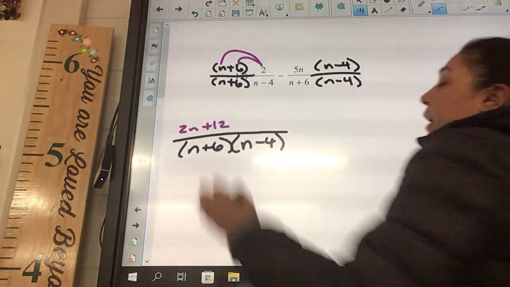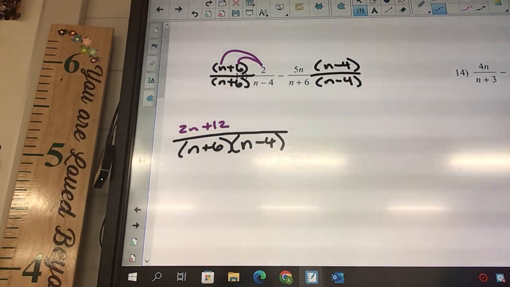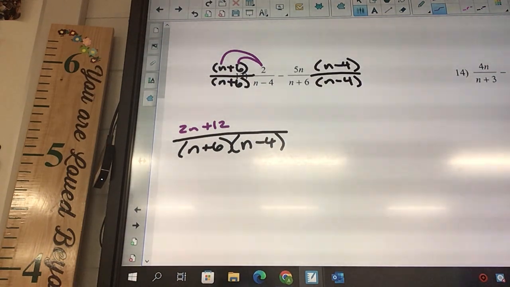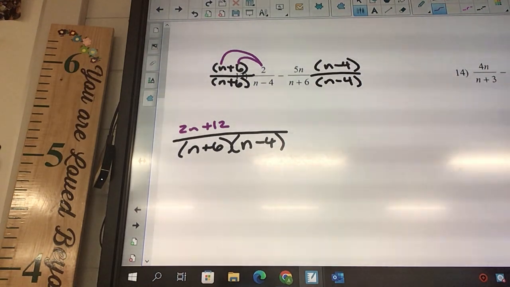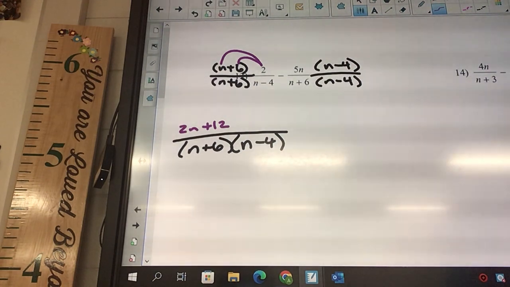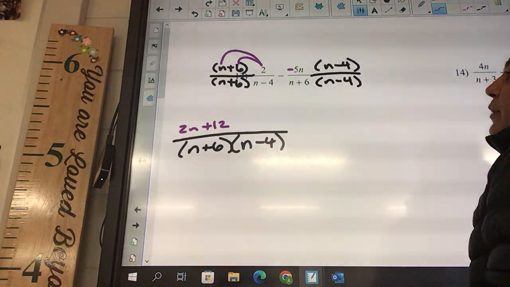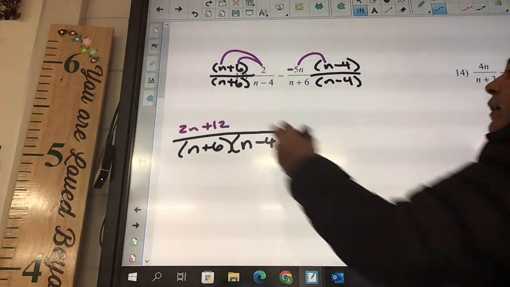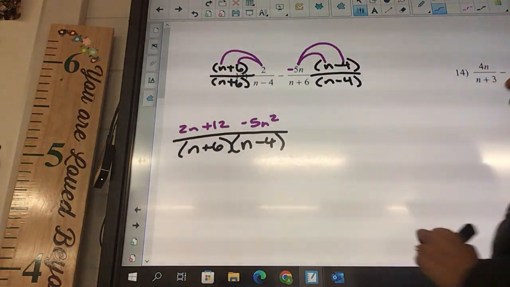Plus 12. Okay, now notice, the last one that we did was addition. This one is what? Subtraction. Okay, the easiest way, rather than flipping and changing all the signs on this one, is to put that negative with that 5n and multiply. It saves you an entire step of having to rewrite everything twice. So when we're multiplying, we're really multiplying everything times negative 5n. So what is negative 5n times n? Negative 5n squared. Negative 5n times negative 4.